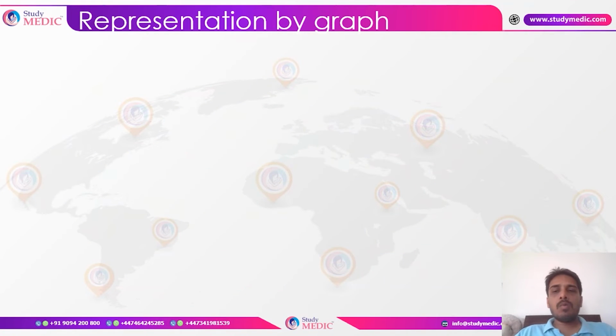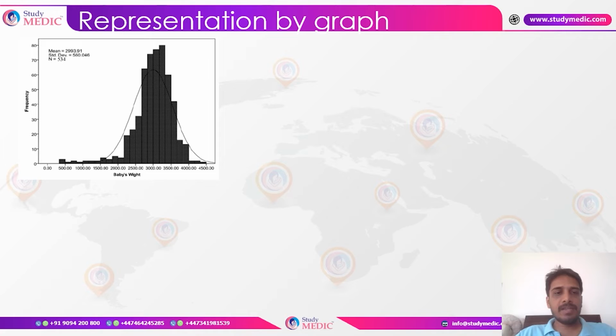Now, what are the graphs that they ask us to identify, and when are these graphs used? Let us see one by one. The most common graphical representations. The first common graphical representation is the histogram. As you can see, on the x-axis we are representing a continuous variable, and on the y-axis we are representing the frequency count of this continuous variable.